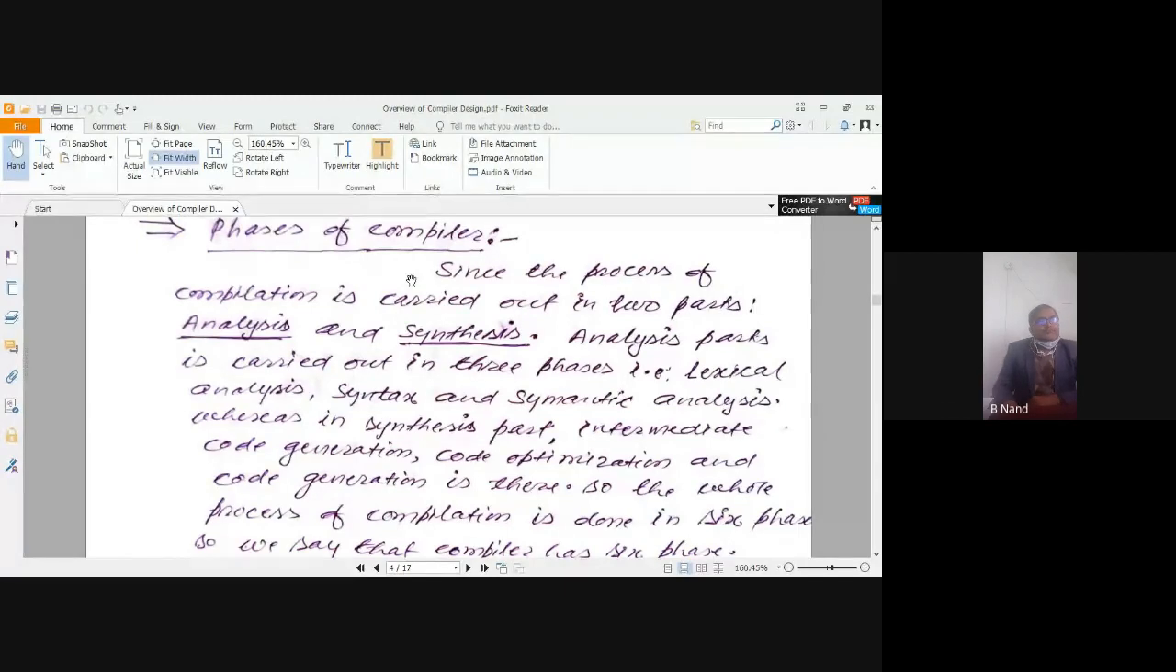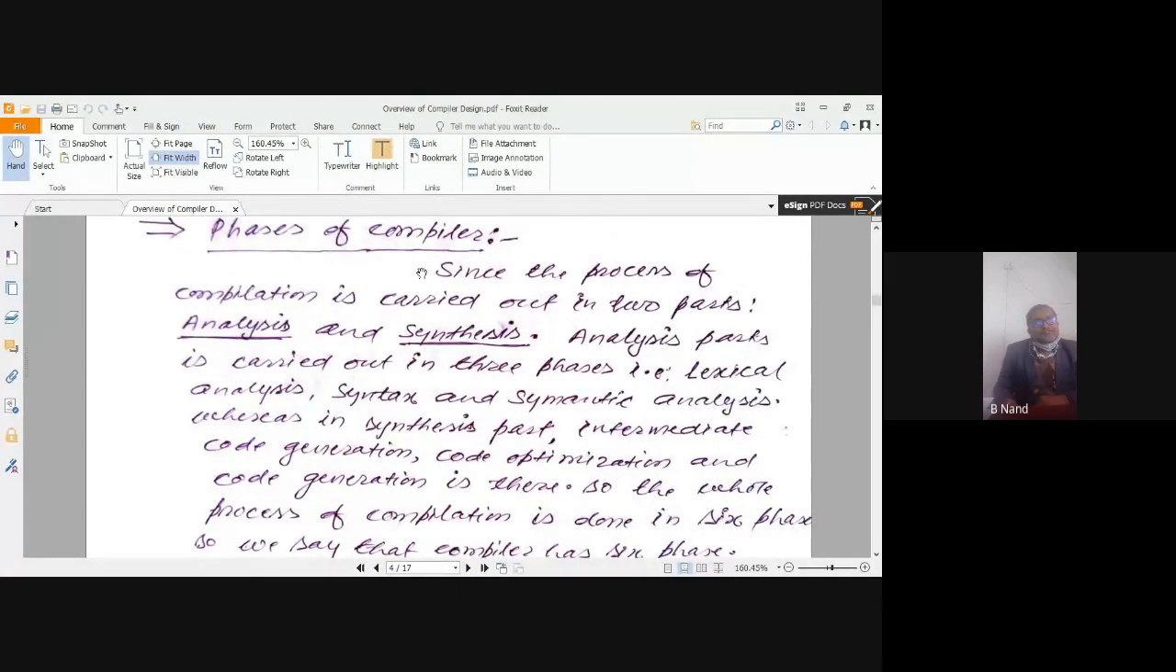So today we will study the phases of compiler. In the previous class we discussed the importance of the compiler, why we should study it, and what a compiler is. Now in this class we will study the phases of compiler. In the previous class we already said that the whole compilation process is executed in several different steps.